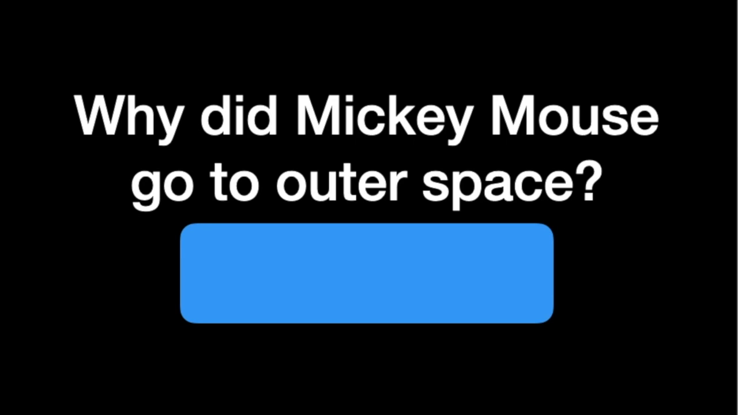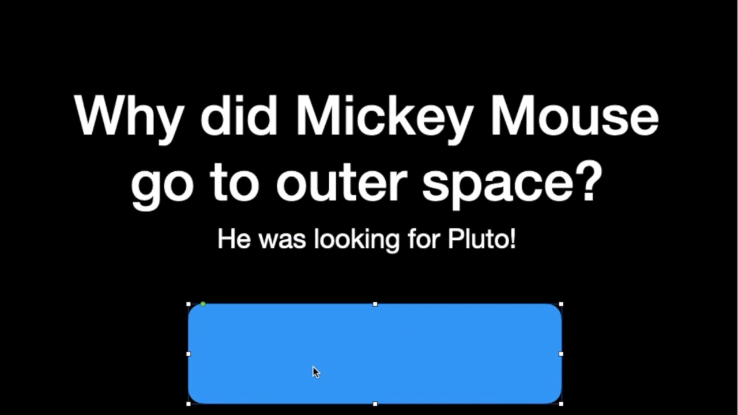Let's try again, see if I can get Habanera to smile. Why did Mickey Mouse go to outer space? He was looking for Pluto. Habanera is not impressed. We'll just stay focused on science.